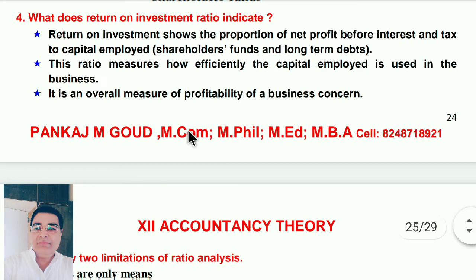Now move on to fourth question. What does return on investment ratio indicate? Return on investment shows the proportion of net profit before interest and tax to capital employed, shareholder funds and long-term debts.